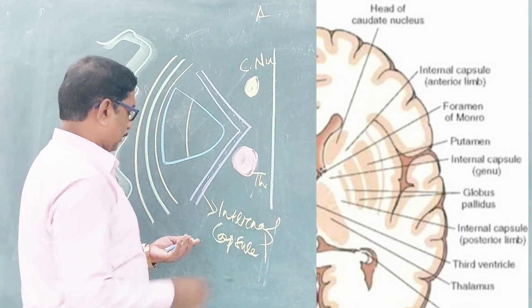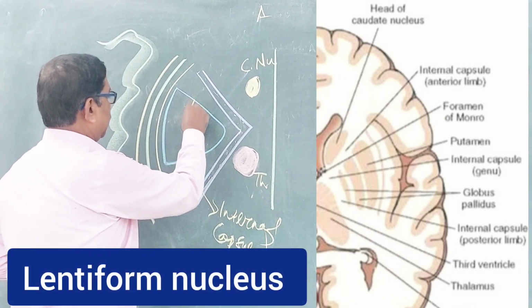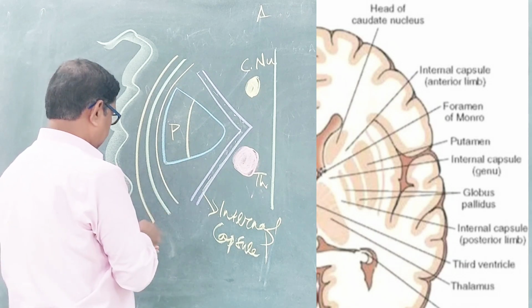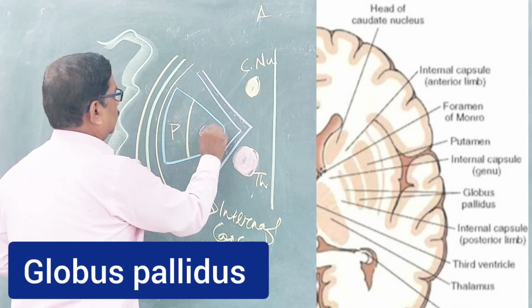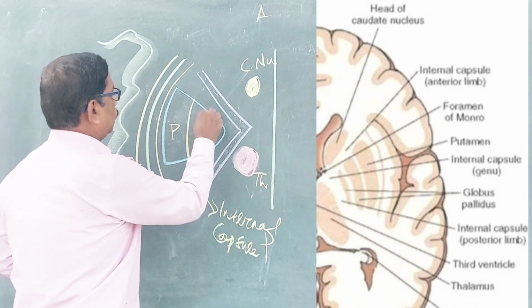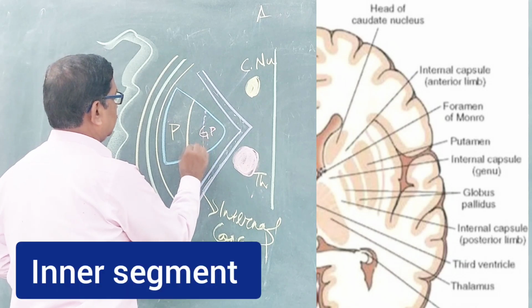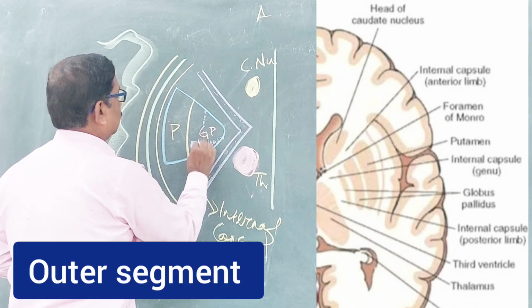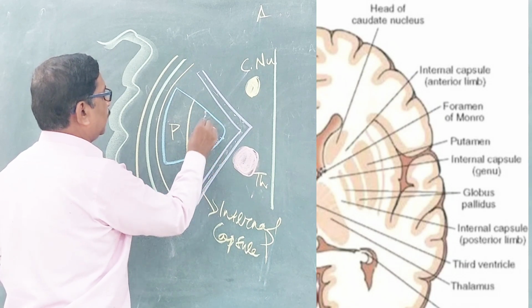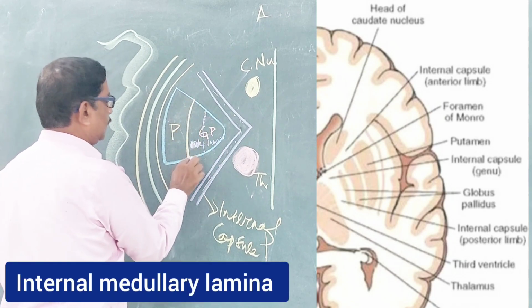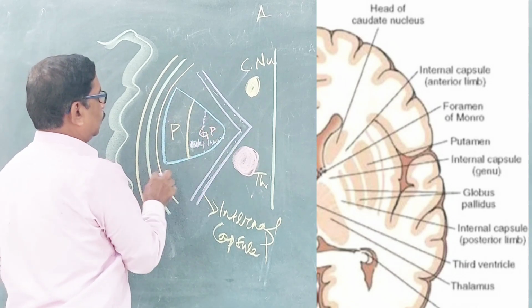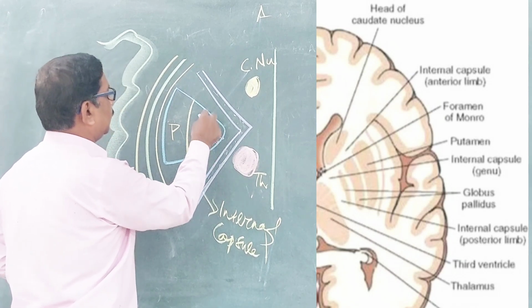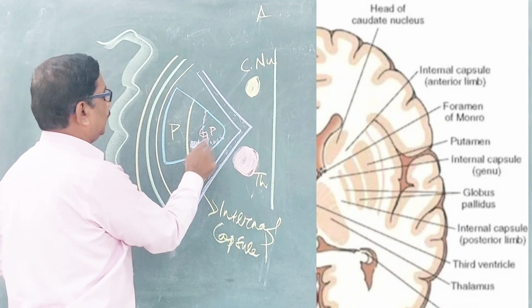This nucleus is called the lentiform nucleus, the whole one, and it is divided by the external medullary lamina into two parts. One is the putamen, the P stands for putamen, and this one is the globus pallidus, GP. Again, this globus pallidus is divided into two segments, the inner or medial segment and the outer segment. In between these two segments is the lamina called the internal medullary lamina. The external medullary lamina divides the whole mass of the lentiform nucleus into lateral putamen and medial globus pallidus. The globus pallidus is again divided by the internal medullary lamina into outer segment and inner segment.